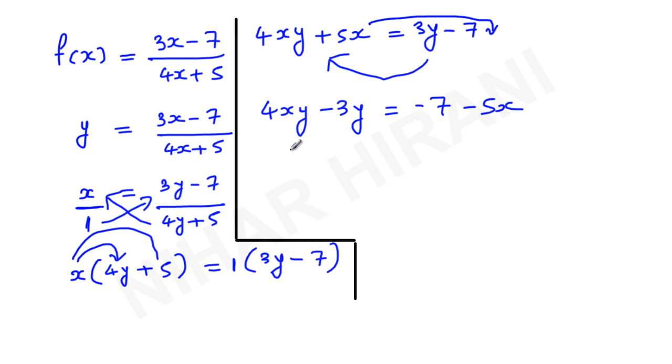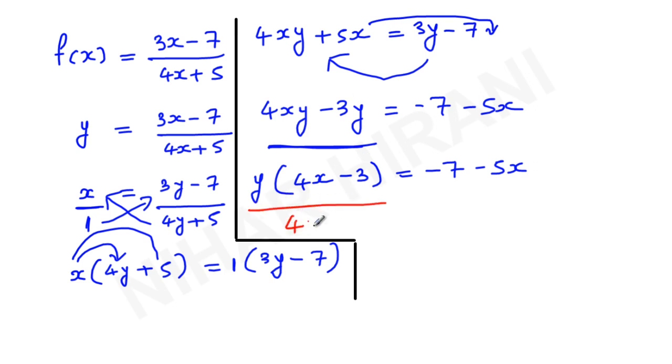I will take y common from these two. So if I take y common, it will go like this. y times (4x minus 3) is equal to minus 7 minus 5x. Now my target is to isolate y. So what I will do, I will divide both the sides by 4x minus 3, 4x minus 3. So 4x minus 3, 4x minus 3 cancelled. y is equal to (minus 7 minus 5x) over (4x minus 3).